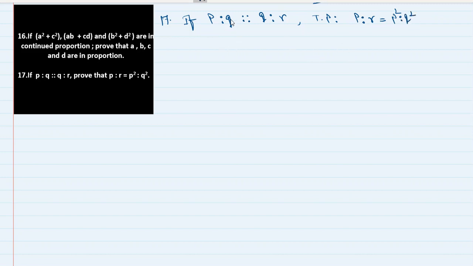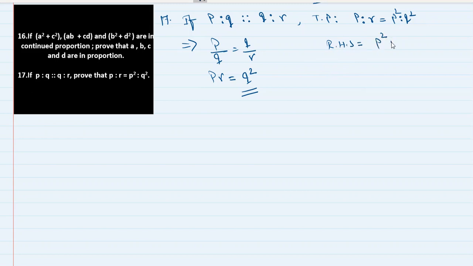See, they have given us P is to Q is in proportion with Q is to R. So we can say that P by Q is equal to Q by R, or we can say that PR is equal to Q square. PR is equal to Q square. Okay, now what I'm going to do is I have to prove this, right? So I will take RHS first.